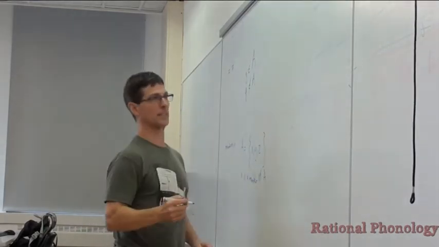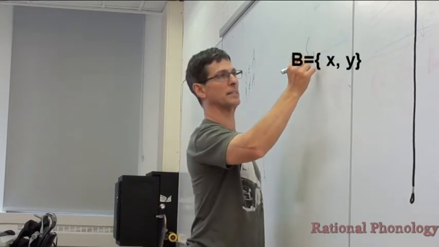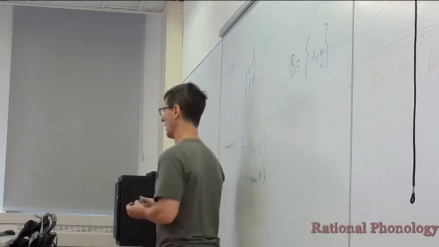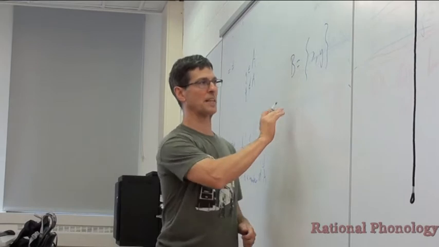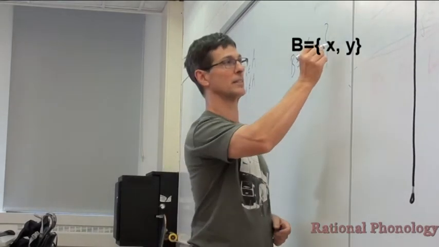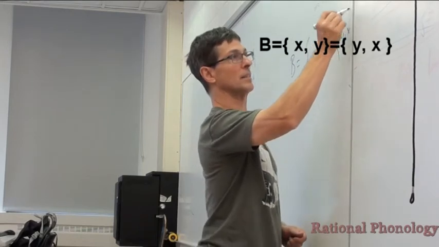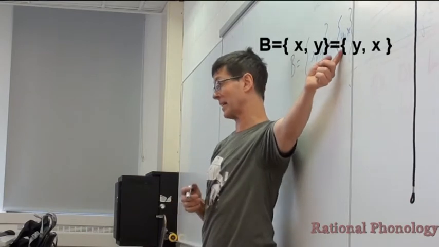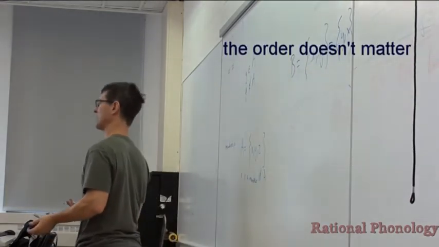So let's just start with another set. B equals the set that contains, let's just take X and Y. Okay? So another property of sets is that this set is the same as this set. The set that contains just X and Y is the same as the set that contains just Y and X. In other words, the order in which you list things doesn't matter.